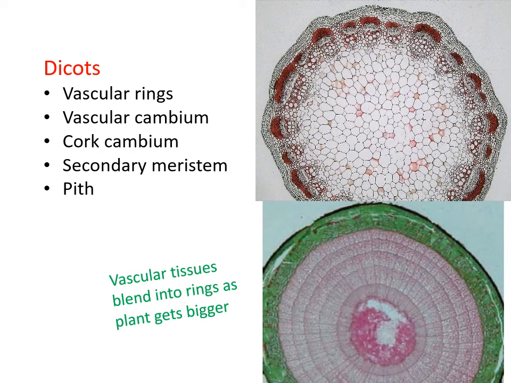So here's another picture. Vascular tissues, they blend into rings. You can see this is the vascular cambium, and the bark cambium's out here. And this is our phloem in this area. And we're leaving rings of xylem behind. And that's how you get the rings on trees, right?